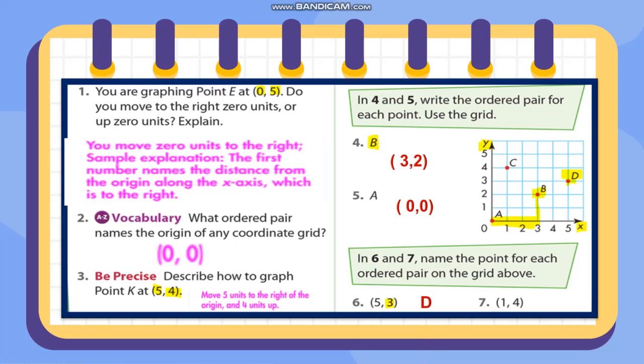Another example, we have 1 and 4. 1 is your x-coordinate. From the point of origin, we need to move 1. Then from 1, we need to go up 4 units: 1, 2, 3, and 4. And that point is letter C.